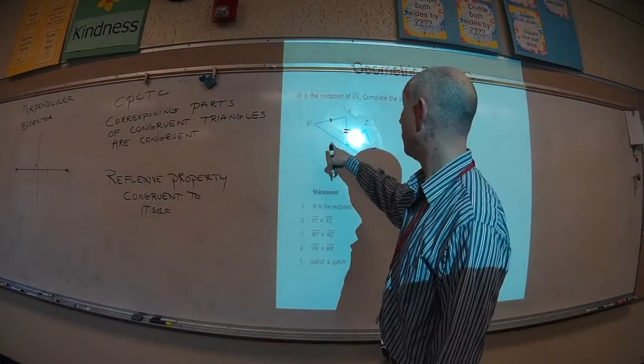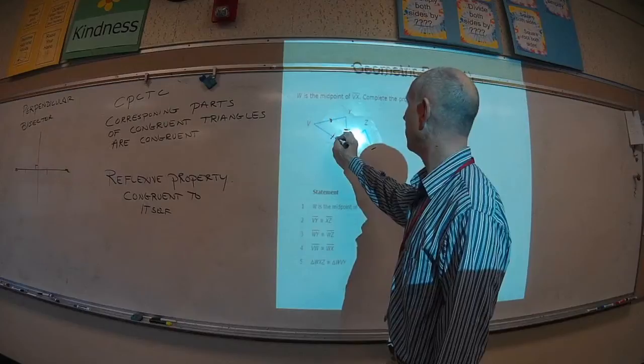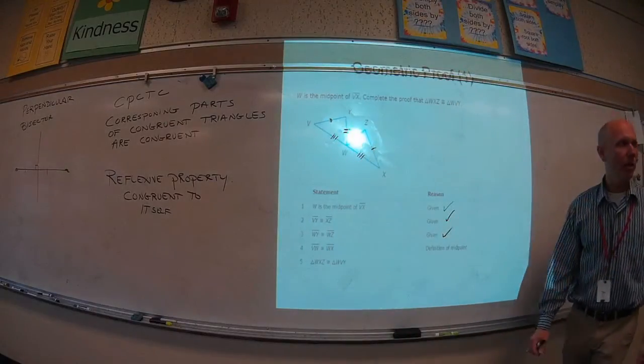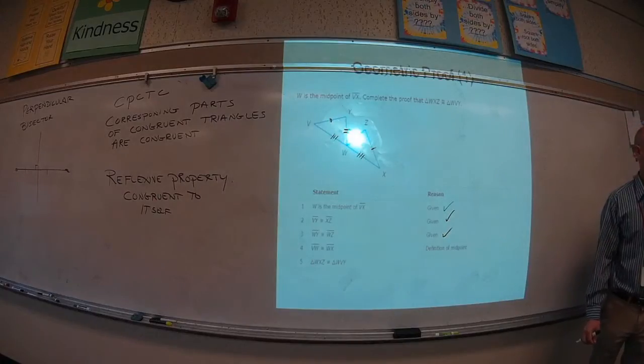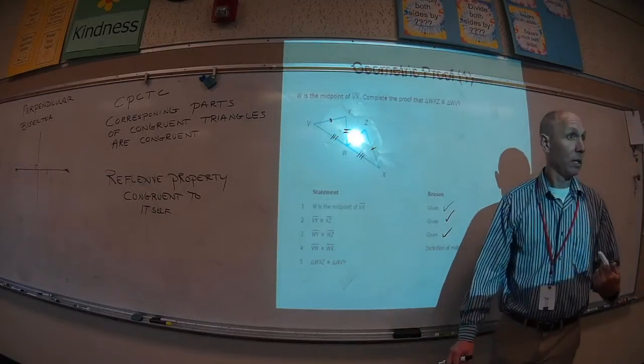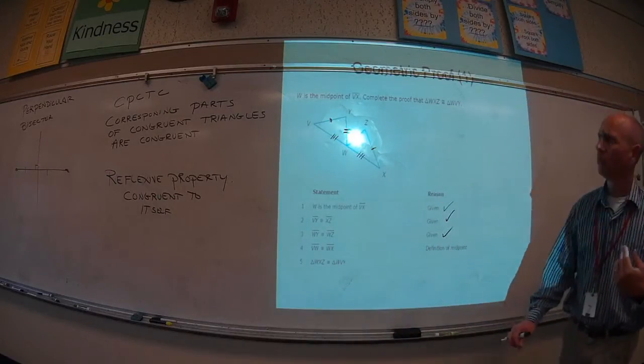VW, this guy right here, is congruent, let me put 3 on that one, to this one. How do I know that? It is given. That wasn't given. It's a condition. Definition of a midpoint. It's the definition of the midpoint. Did I tell you it was the midpoint?